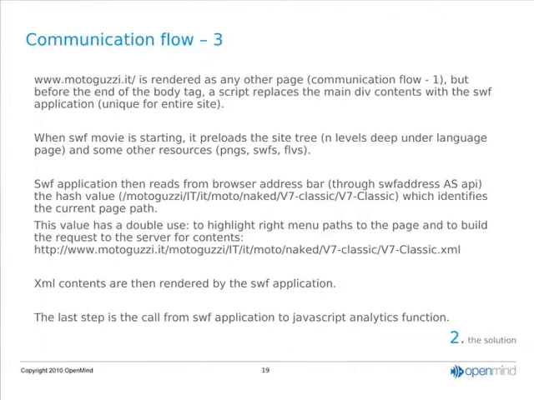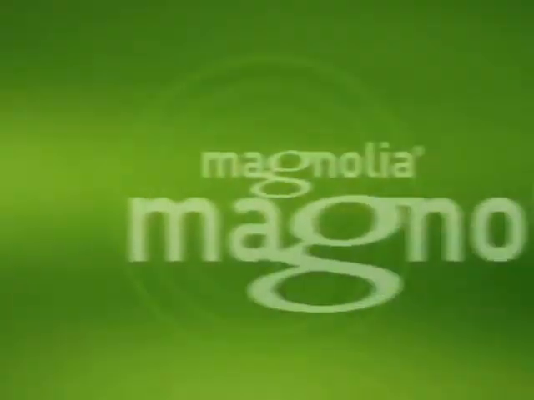it intercepts that you want to open the page V7 Classic, finds it in the tree, and then makes a request for the XML formatted contents. Okay, then the application will render the contents. The last step is that the SWF application, using the ExternalInterface.call method, calls the JavaScript analytics function. Okay.